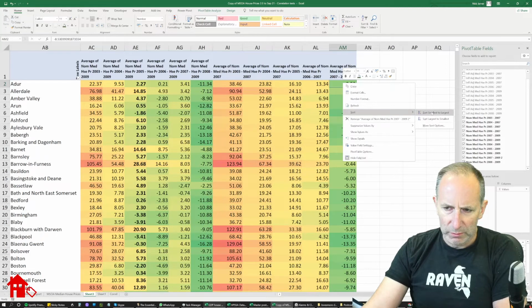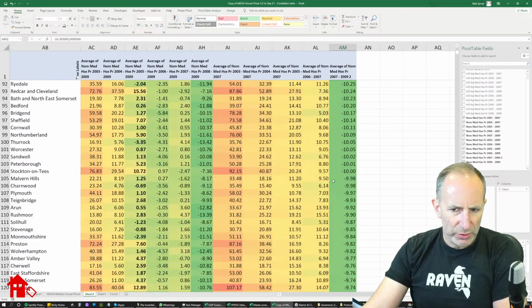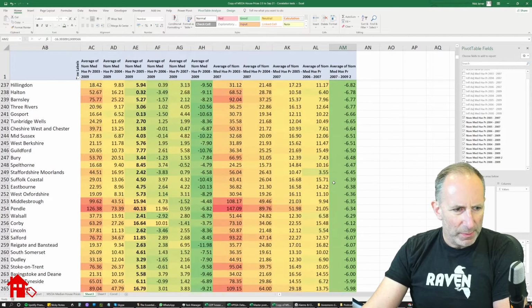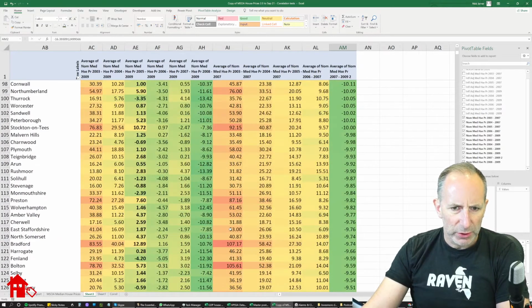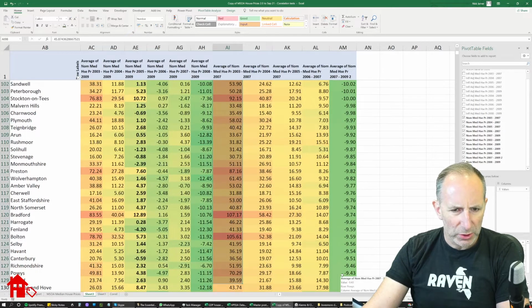I would say generally it's these middling areas. And there isn't much of a correlation between what happened in the boom and what happened in the crash, oddly enough.